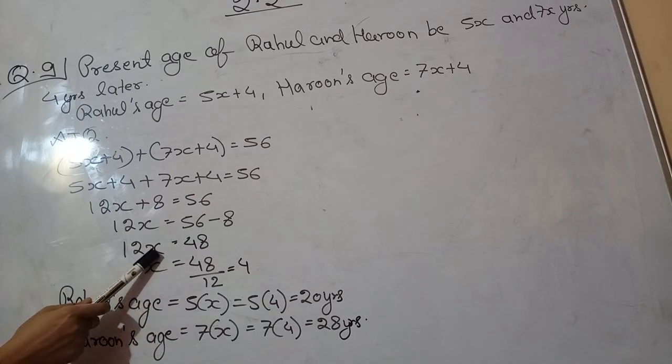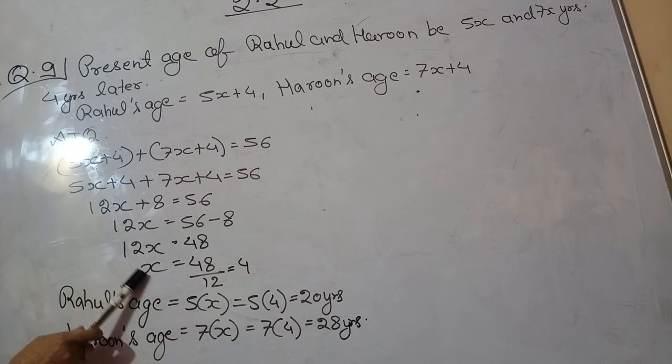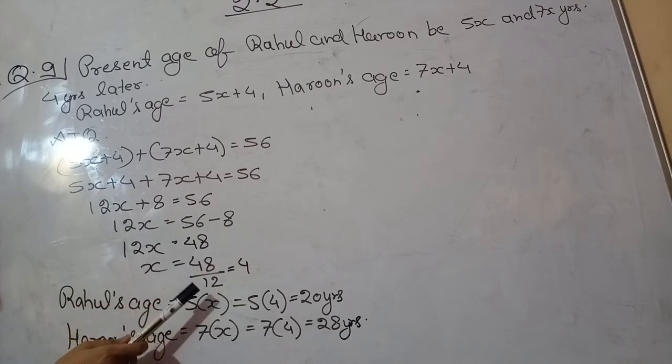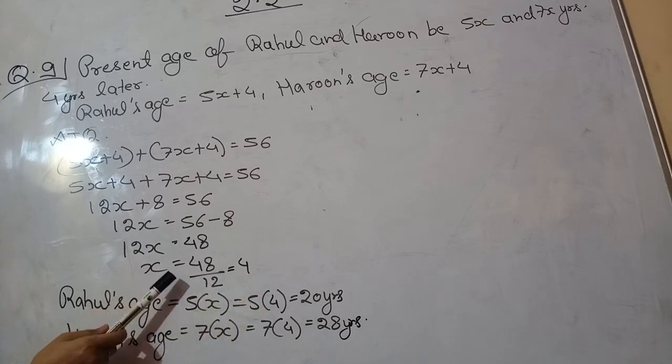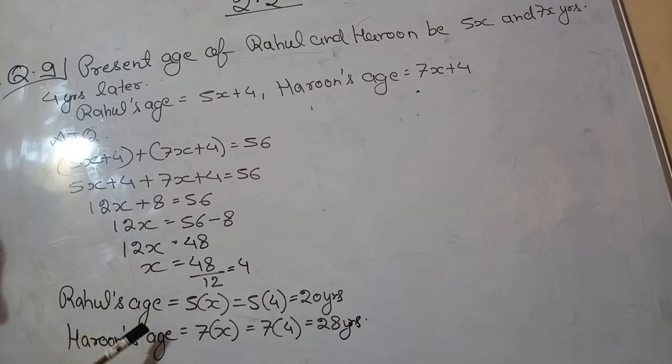Now 12 and x are in multiplication. So when I transpose 12 to this side, it will go in divide. So 48 by 12, how many times? 12 fours are 48. So what is x? x is 4. Now we assumed in the question that Rahul's present age is 5x years. So 5 into 4 means 20 years, and Harun's present age is 7x years, means 7 into 4 gives us 28. So according to our assumption, Rahul's age is 20 years and Harun's age is 28 years. So this is how we have solved this word problem.